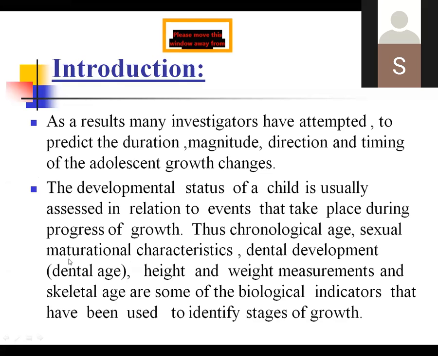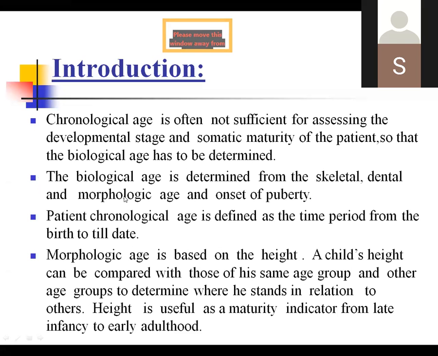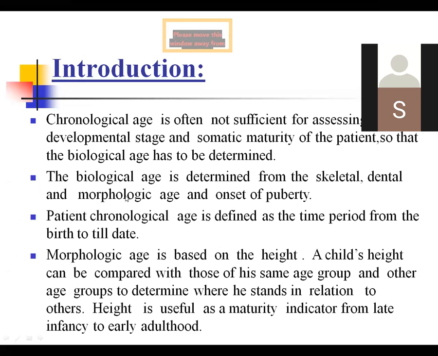Thus, chronological age, sexual maturation characteristics, dental development, dental age, height, weight measurements, and skeletal age are some of the biological indicators that have been used to identify stages of growth. Chronological age is often not sufficient to assess the developmental stage, the somatic maturity of the patient, so the biological age has to be determined. The biological age is determined from the skeletal, dental, and morphologic age and onset of puberty.